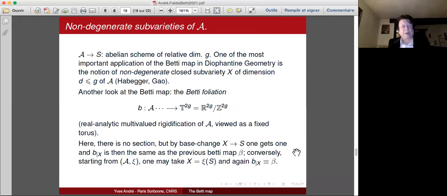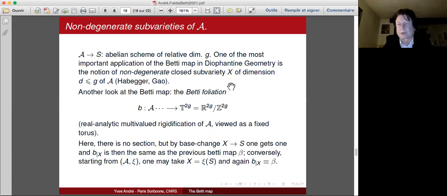So let us move forward and discuss the notion of non-degenerate subvarieties of an abelian scheme. Again, A to S is an abelian scheme of relative dimension g. And this notion, introduced by Habegger and Gauthier, is one of the most important applications of the Betti map in Diophantine geometry. And it goes as follows. It refers to a closed subvariety X of A, of dimension less or equal to g.